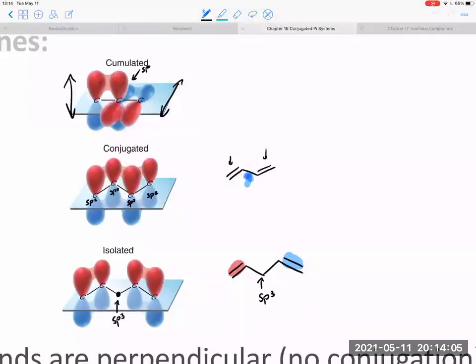There's another type of diene that we learned about, these cumulated dienes. Carbon dioxide would be a good example of a cumulated diene. Quite frankly, they're not terribly common. The important thing there is that for the carbon in the middle, those two p orbitals are located one vertical and one horizontal, so they can't talk to each other like in a conjugated diene. For a conjugated diene, everything is all nice and in a row. It can all talk to one another. If it's isolated, again, you have that sp3 hybridized carbon in the middle that's messing everything up, so those two double bonds can no longer talk to one another.